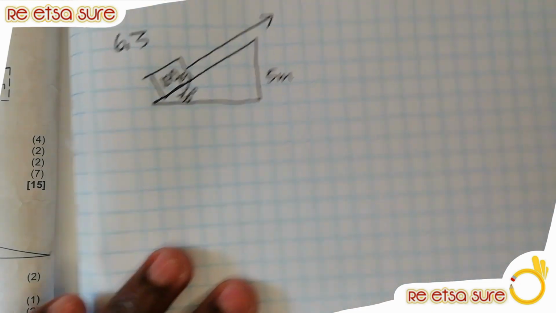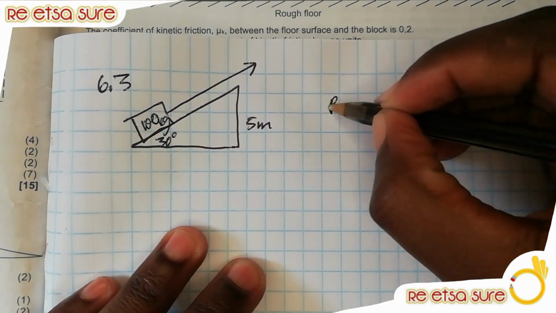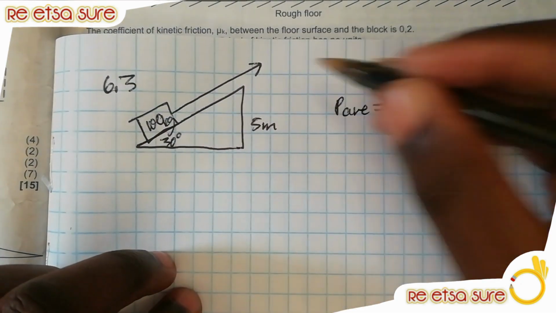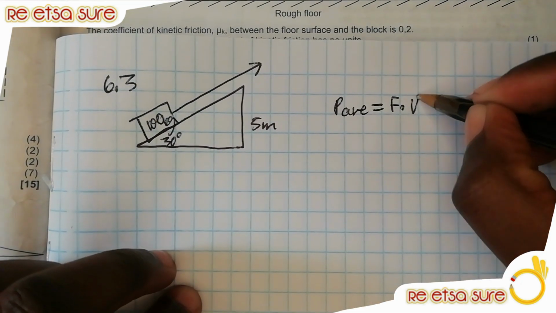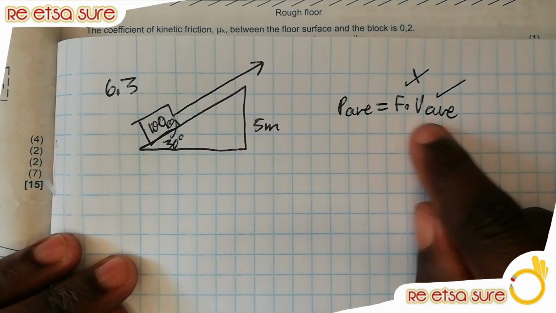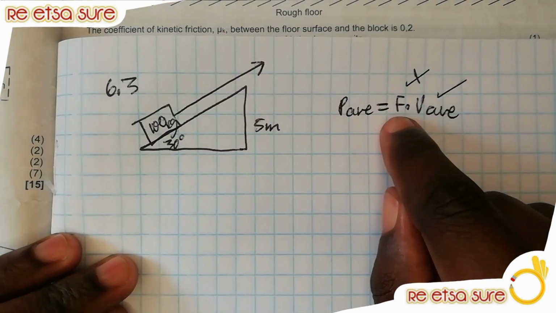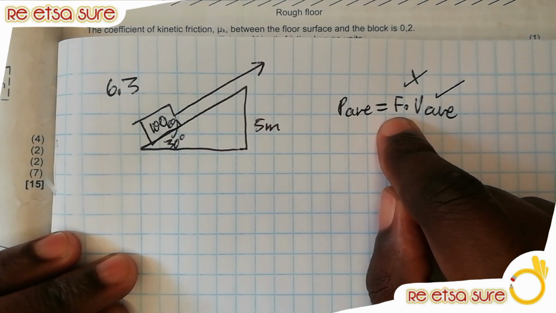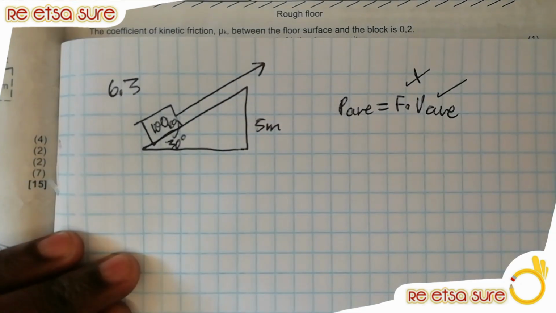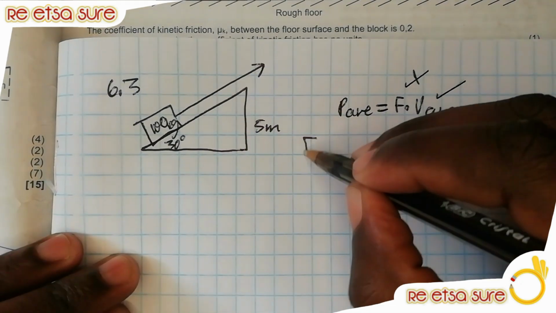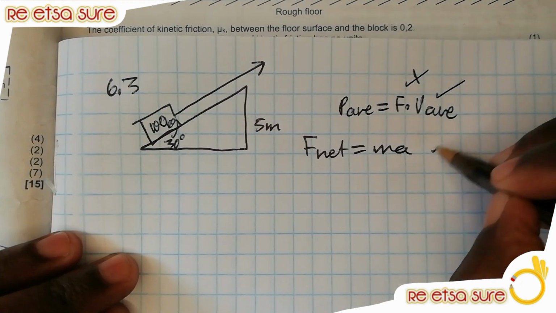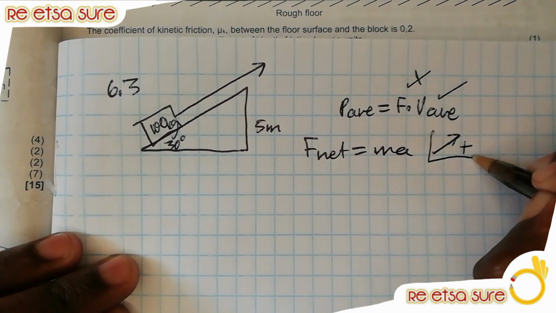So the formula that I want you to think about is this one. Average power is equal to the force causing our object to move, which is the force of the motor, times the average velocity, which is 2 meters per second. So we have the value of our average velocity, but we don't have the value of the force that is causing our block to move, which is the force of the motor. So we're going to use Newtonian motion. F net is equal to ma. Up the incline as positive.